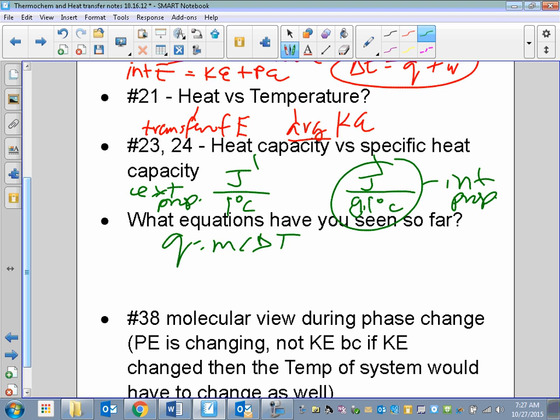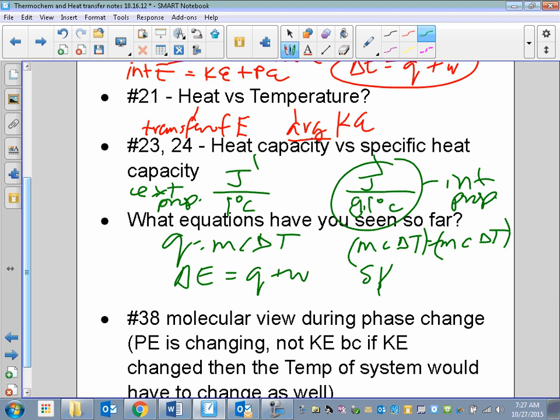Q equals mcΔT. Delta E equals Q plus W. Okay, so the internal energy equation. This is the internal heat equation. Okay, so when you say mcΔT equals mcΔT, what are you actually referring to? Right, so this might be system, and this might be surroundings.